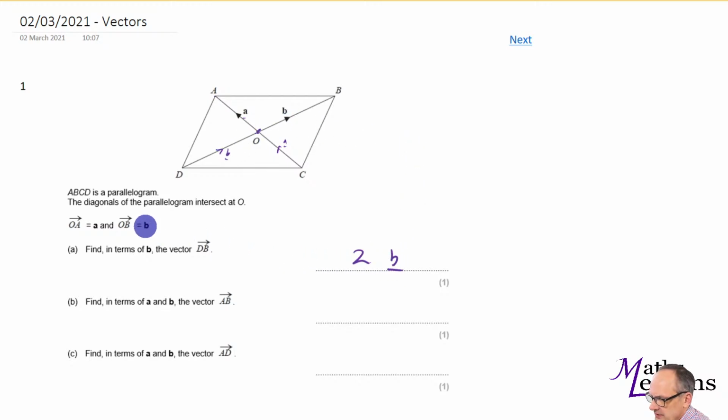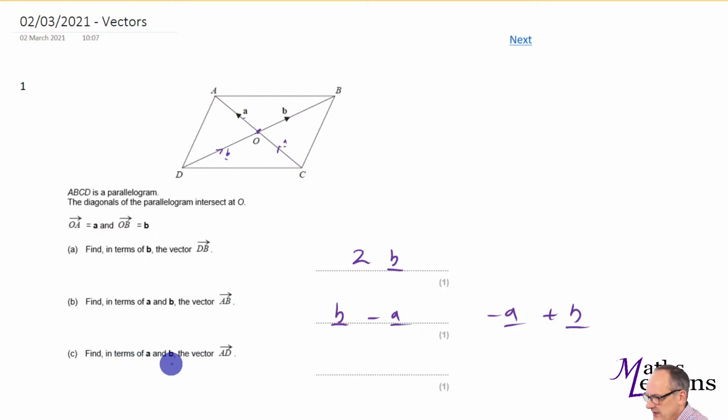Now, the textbook writes in bold for vectors. We can't write in bold, so we underline our vectors. Now, find in terms of A and B the vector AB. So we want to get from A to B, but we can't go directly there. We have to use the things we know, and we're going to go in the opposite direction of A, so that's minus A plus B. But I'm going to write it as B minus A. If you take it in order of the vectors you're going to use, you'd write minus A plus B.